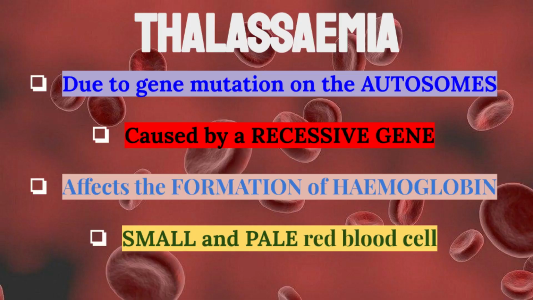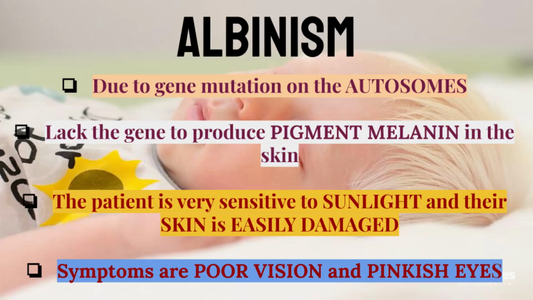Thalassemia. It happens due to gene mutation on the autosomes. It is caused by a recessive gene. It affects the formation of hemoglobin in the victim. As a result, the victim's red blood cells will be smaller and paler.